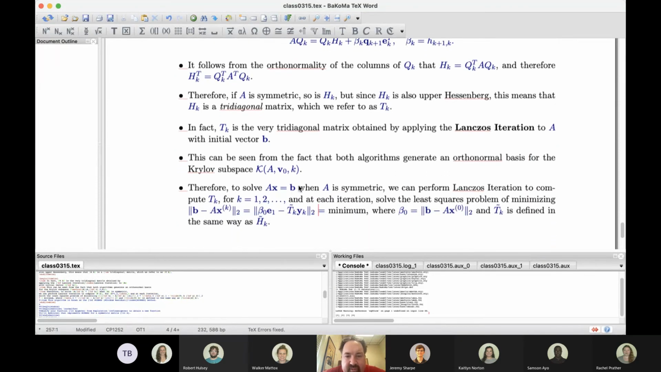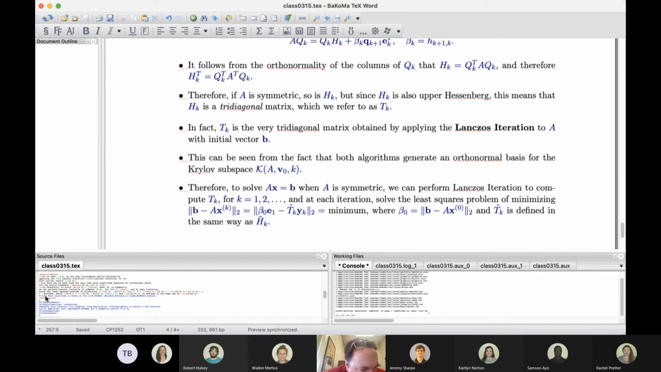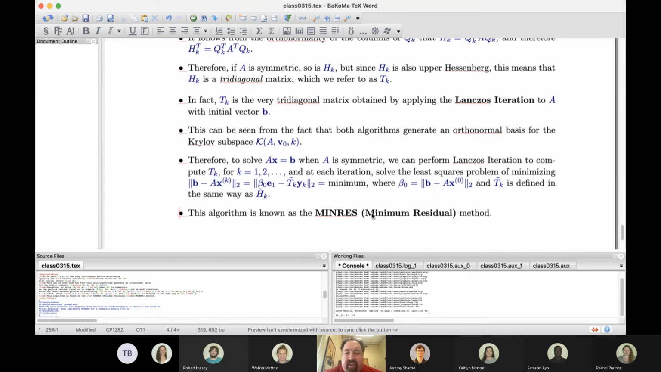So when A is symmetric, what we could do is solve this least squares problem. I mean, in Lanczos iteration, we already had a way of computing solutions, but as an alternative, we could solve this full rank least squares problem, just like we do in GMRES. So in that case, we get a new method. It's called MINRES. Really, it was MINRES that was developed first for the case where A is symmetric.